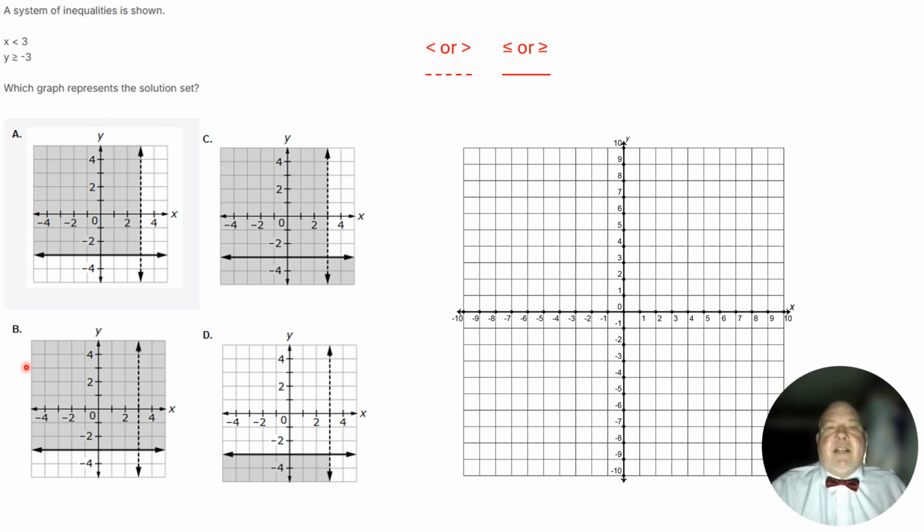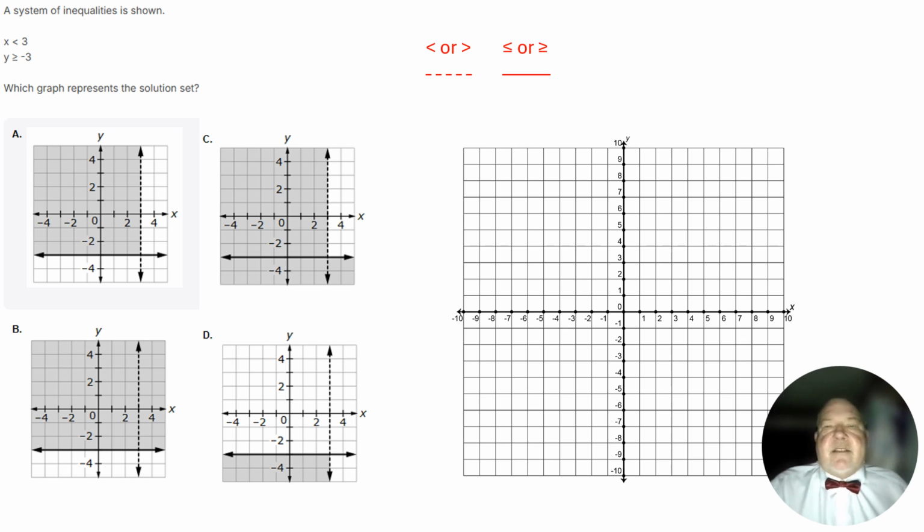And if you look at your answer choices here, you can see the shading. All four of these have the exact same lines. Really, they're just asking us about the shading. So I just made a little graph over here. We're going to graph this together.